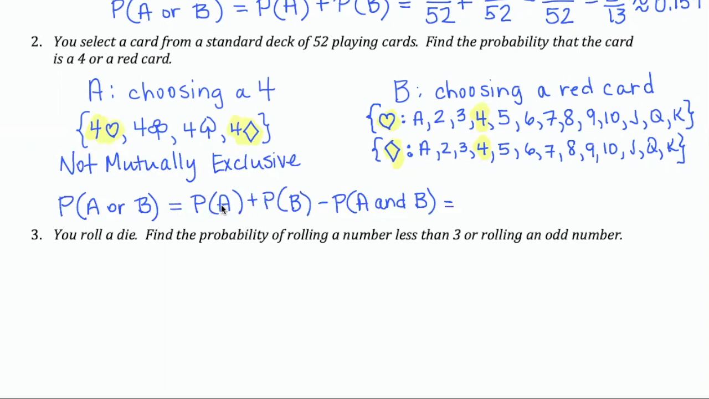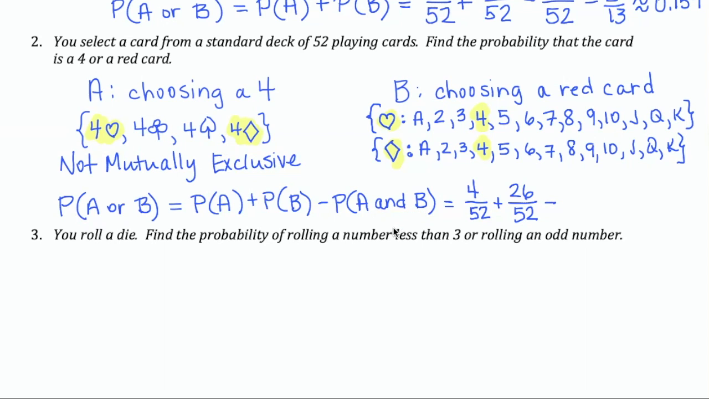So the probability of event A happening, there are 4 ways that can happen out of 52 cards. The probability of event B happening, the red cards are half of the deck. So if you count all of these possibilities up, there will be 26 of them. But you can see if I do that, I've counted 4 of hearts and 4 of diamonds in event A. I've also counted it in event B. So I've double counted it. So I need to subtract the probability of A and B both occurring.